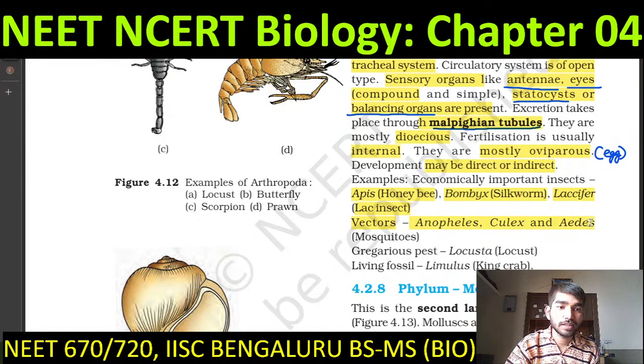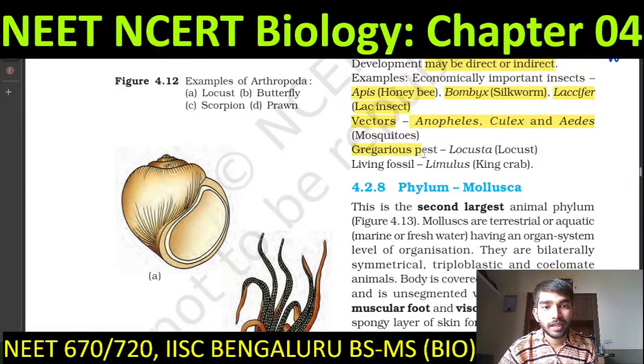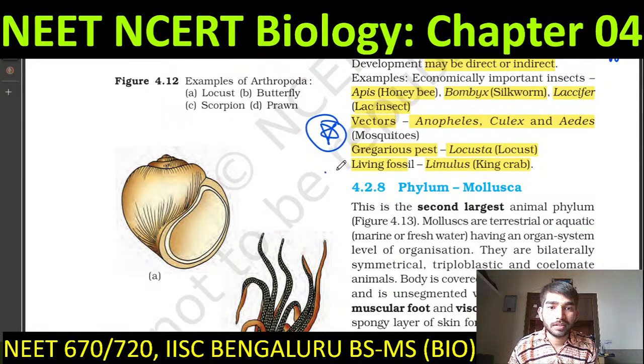Vector, very easy: Anopheles, Culex, Aedes. Most of us have heard this multiple times. Gregarious pest means they come in a group. So locust. You might have heard this in the news also that locust infestation is happening in lots of farms in India. Living fossil, Limulus, king crab. So this you should remember. All these common names you should remember, especially this example and this example. You should remember all these common names as well as the scientific names.